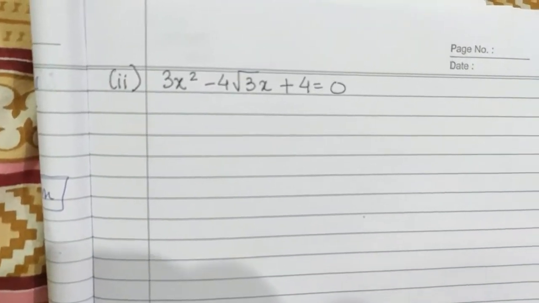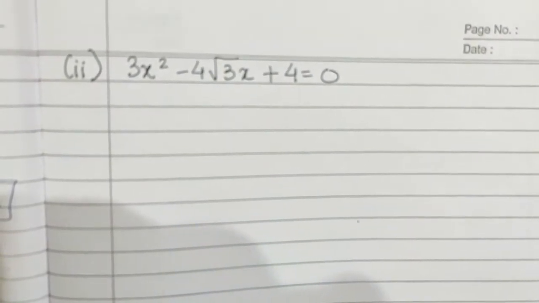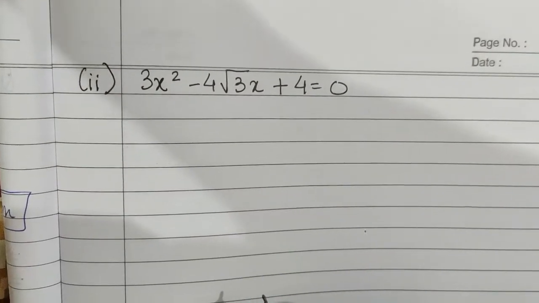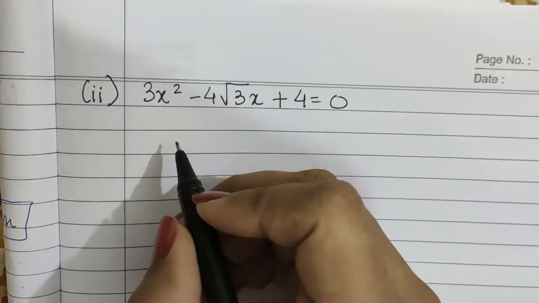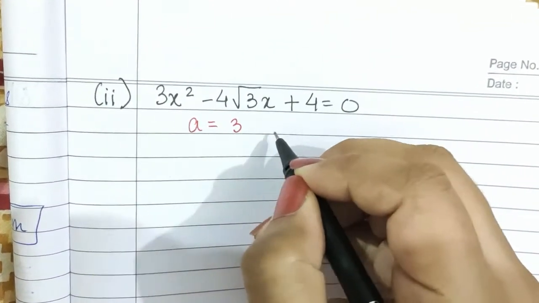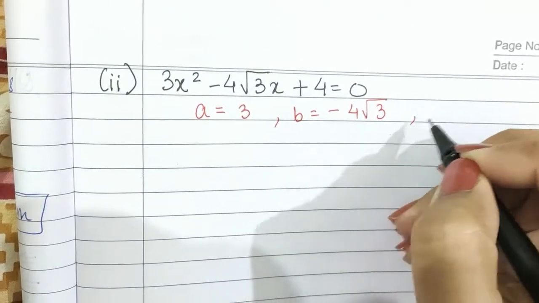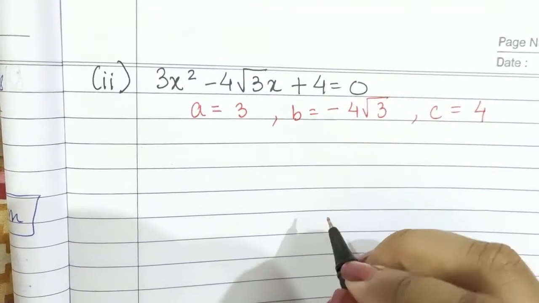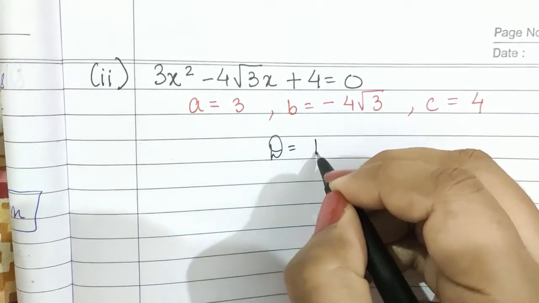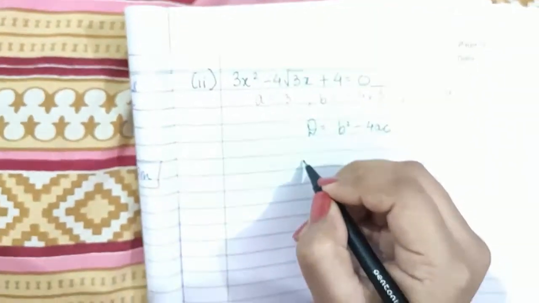Our second question is 3x square minus 4 root 3x plus 4 equals to 0. Now over here, let us determine what is a, b and c. A is 3, b is minus 4 root 3 and c is equal to 4. What is the formula of our determinant? Our determinant is b square minus 4ac. Let us substitute the values over here.